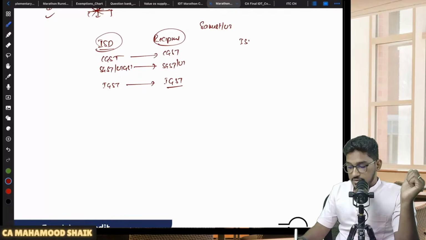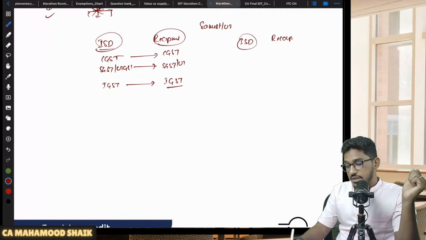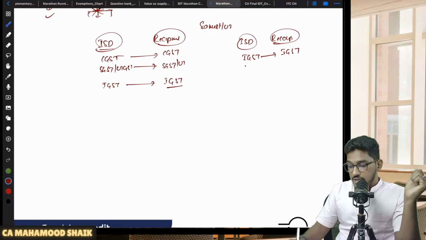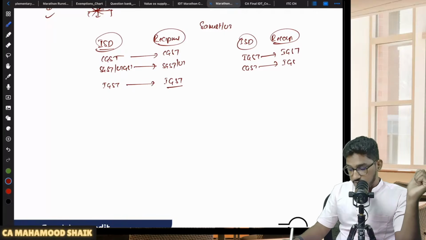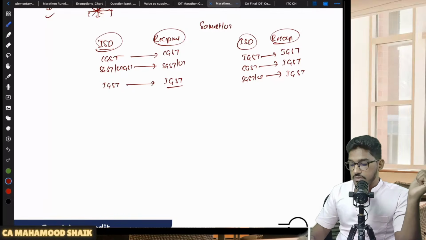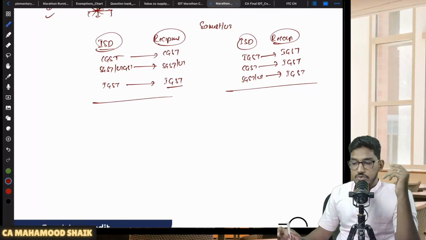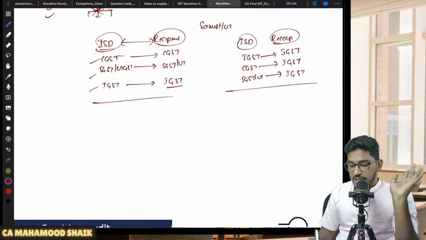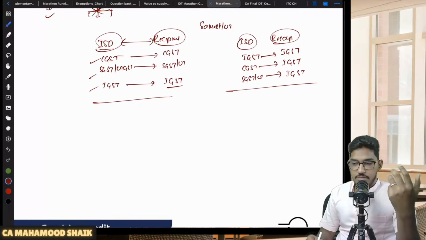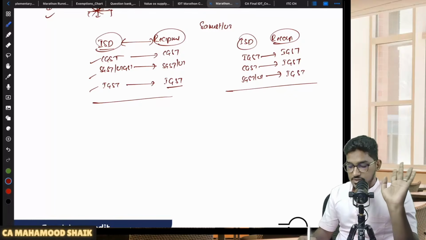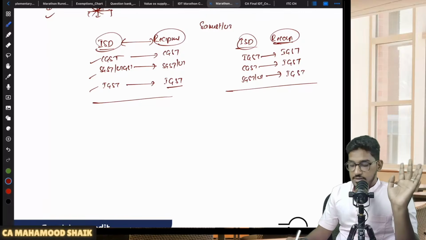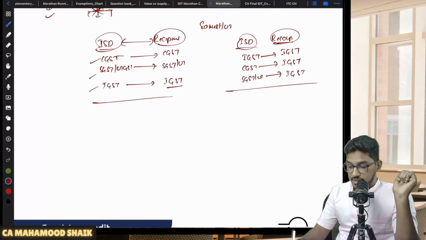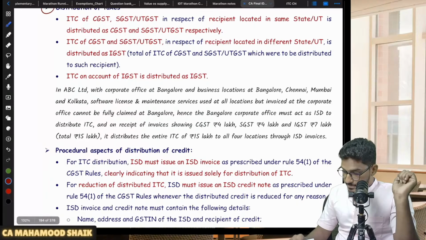But in case if the ISD and the recipient both are in different states or union territories, then always IGST will be transferred as IGST only. Even CGST also will be transferred as IGST only, and SGST or UTGST also will be transferred as IGST only. This is what one simple thing you have to remember. So how to do the distribution? In case if the ISD and recipient both are located in the same state, we'll do respective transfer. CGST will be transferred to CGST, SGST or UTGST will be transferred to SGST or UTGST, IGST will be transferred as IGST. In case of ISD and recipient located in different states, everything will be transferred as IGST only. Next.